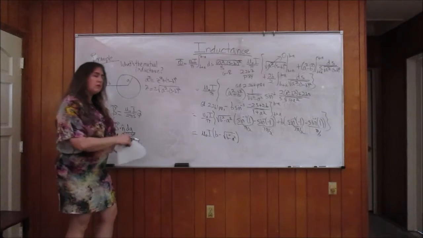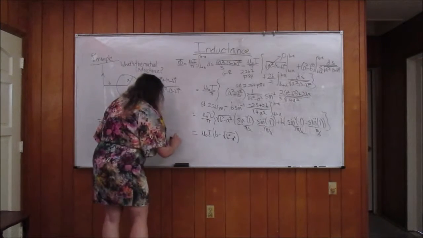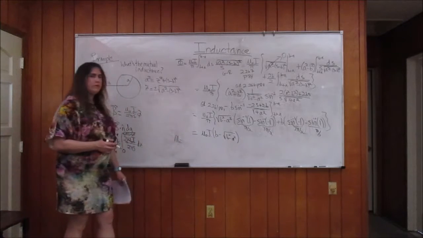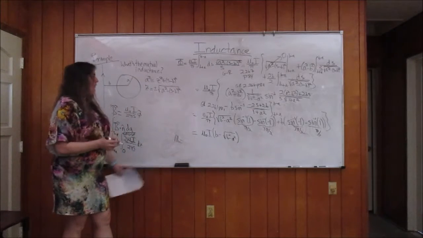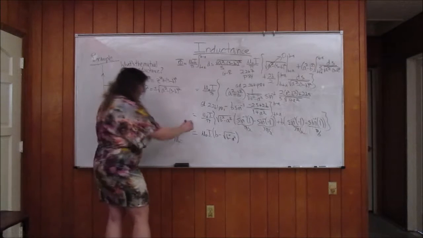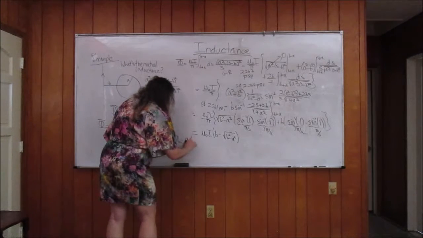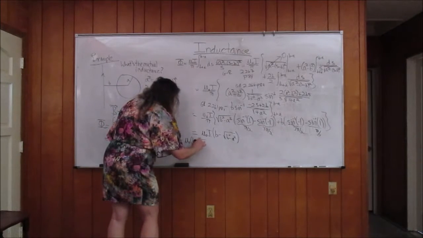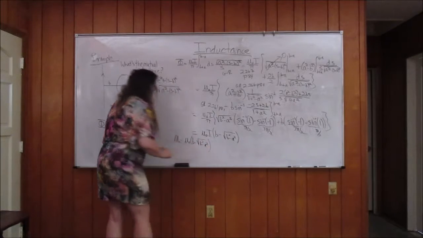Now, it's a mutual inductance we're after. So again, rigid stationary circuits and otherwise linear media. Basically, we've been doing all these problems in vacuum. So this is just equal to mu naught times b minus square root of b squared minus a squared. And there's your answer.